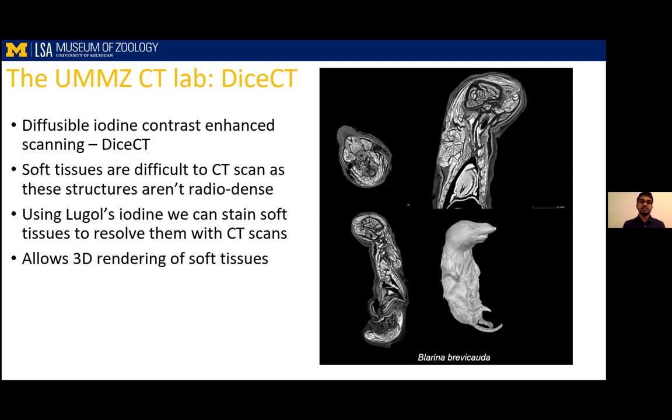And to do this, essentially we use an iodine solution called Lugol's and stain the specimen for a period of time and then scan them. And as you can see here on the right, this is a Blarina, or a shrew. If you look at the top right-hand quadrant image, that large round structure towards its bottom is its heart, as well as around it, you can see all of the musculature. Now, normally, if we were just to take this specimen and put it into the scanner, we would only see the bone. So with this staining process, we're able to see much, much more anatomy than we normally would.